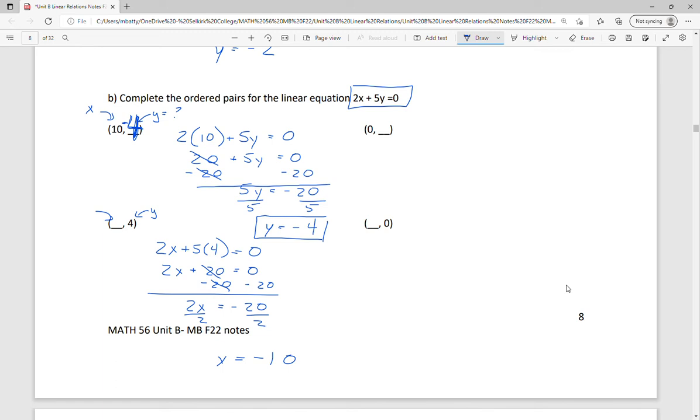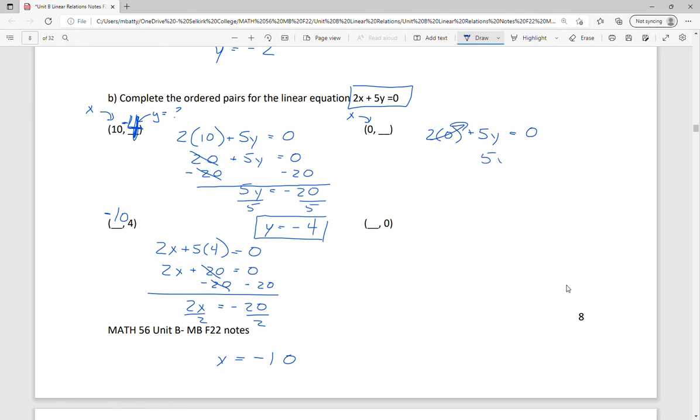So I'd put a negative 10 in my ordered pair. It's a little messy there. Sorry, I'll get rid of that. Oops, I got rid of the negative too. Negative 10 there. The last one's subbing in the 0 for the x, remembering that this tells me it's x because it's the first spot in the ordered pair. Where I see the x, I put in a 0 in the equation.